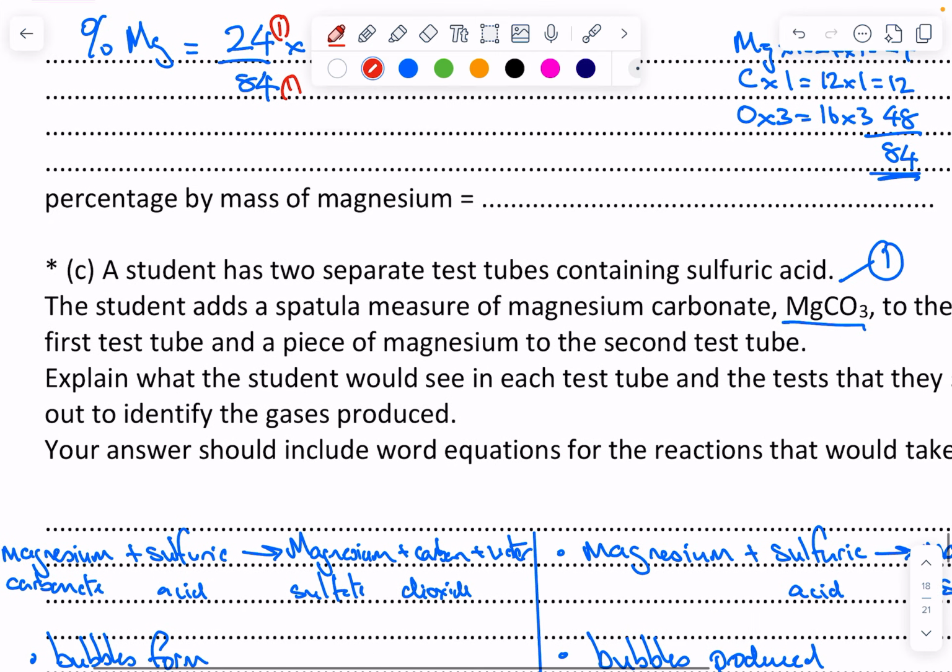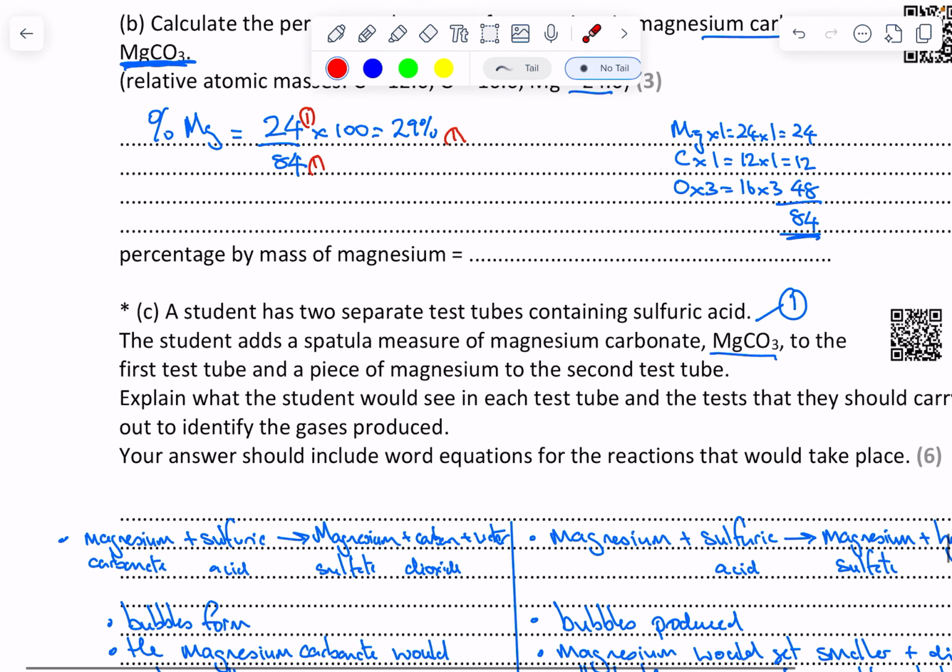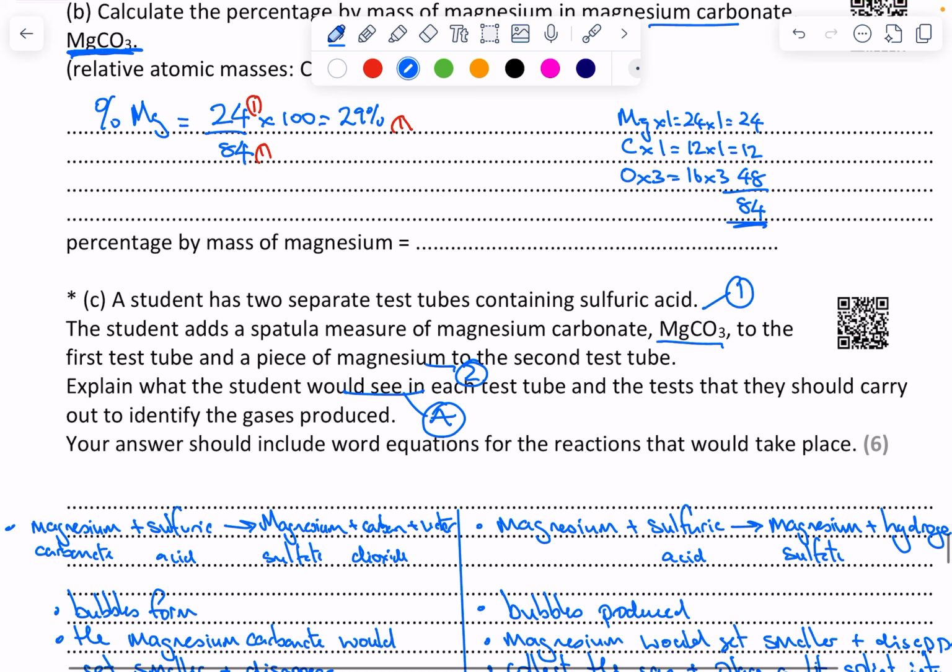Okay, next one is a 6 marker. Again, read the information carefully. They want us to describe what a student would do to add magnesium carbonate to the acid and then some magnesium. So there's kind of 2 things here. We're dealing with the magnesium carbonate reaction and the magnesium reaction. Explain what the student would see. So what are they going to see? There's part A to each of those 2, and what they should do to carry out the test. So there's a part B to each part, and write a word equation for the reaction. So there's a part C.